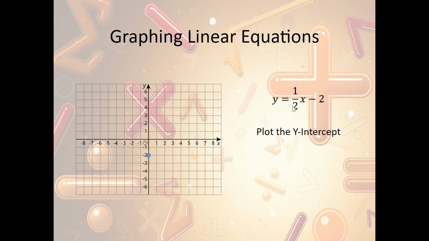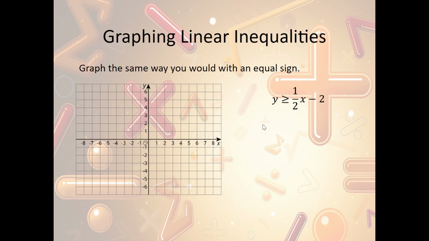Then I'm going to use the slope to plot the second point. This tells me the change in y is 1, so I'm going to go up 1, and the change in x is 2, so I'm going to go to the right 2. So up 1, to the right 2, and I plot my point there, and then I connect the dots, and now I have a linear equation that's been graphed. Now how does this apply to inequalities?